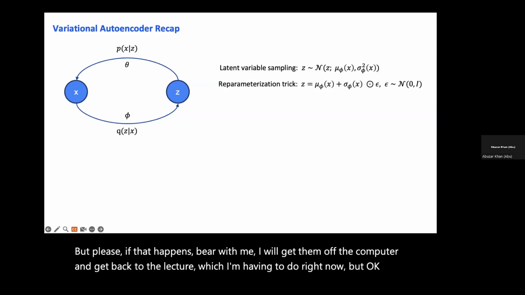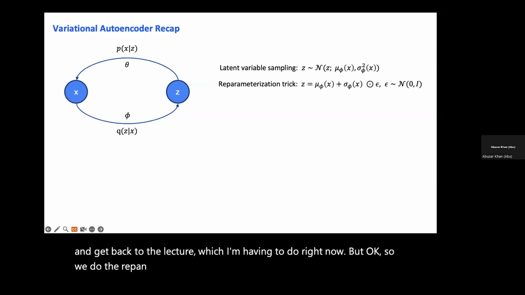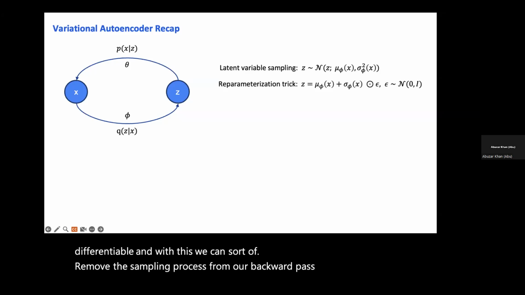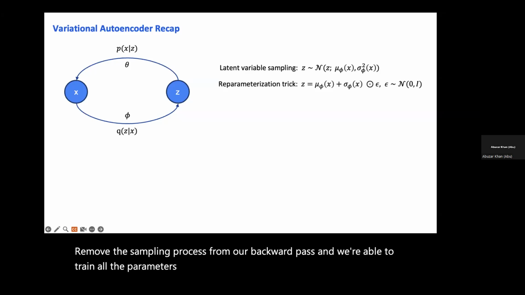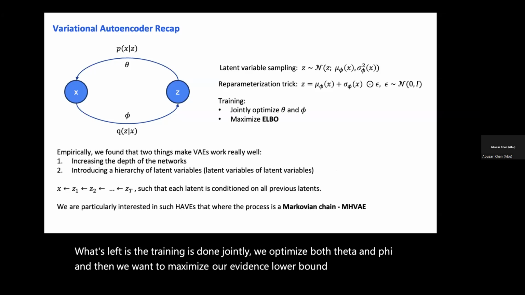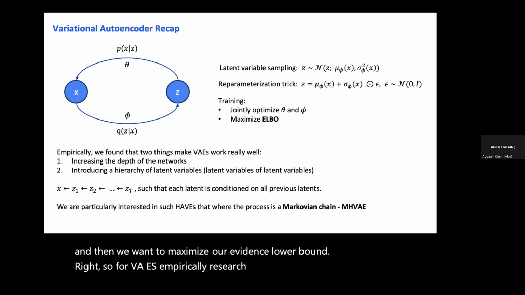But okay. So we do the reparametrization trick because the sampling process is not differentiable. And with this, we can remove the sampling process from our backward pass, and we're able to train all the parameters. What's left is the training is done jointly. We optimize both things and the evidence lower bound. Right.